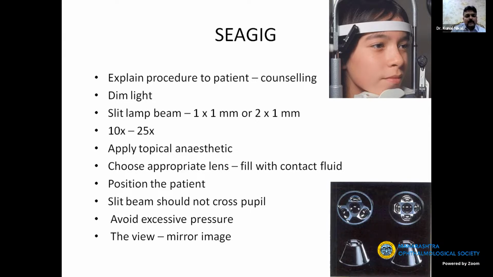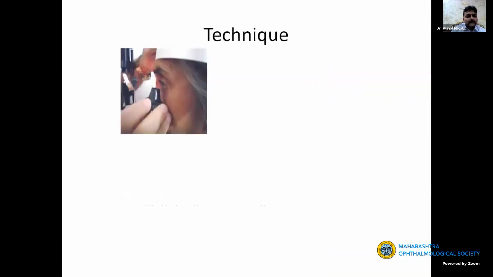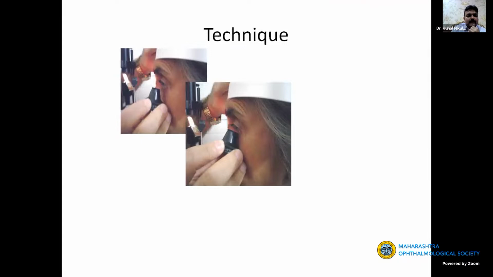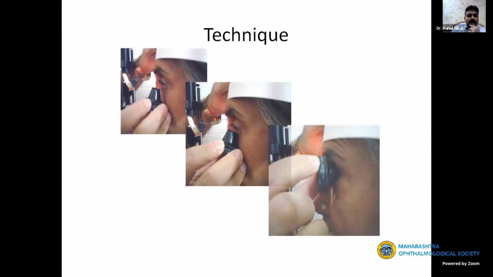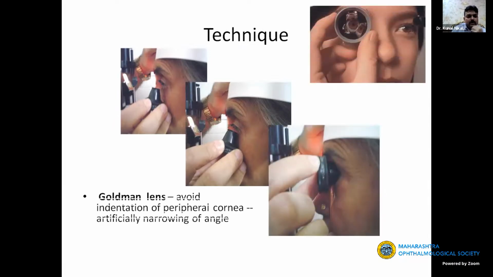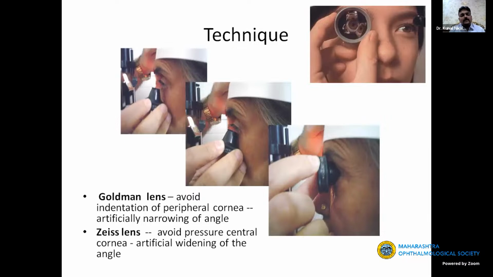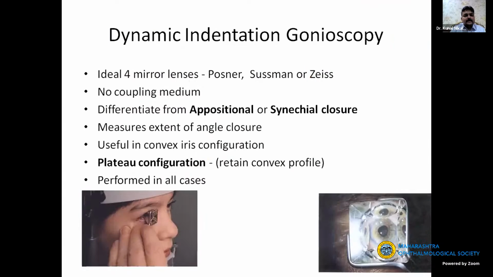And the view, it is 180-degree image, so it's a mirror image and not an inverted image. So by technique, ask the patient to look up, and the gonioscope should touch the inferior part of the eye and apply over the cornea, and ask the patient to look straight. So with Goldman's lens, we have to avoid indentation on the peripheral cornea, so that we don't artificially narrow the angle. And in case of Zeiss lens, we have to avoid pressure on the central cornea, so that artificial widening of the angle doesn't happen.